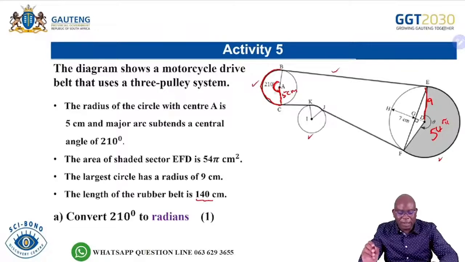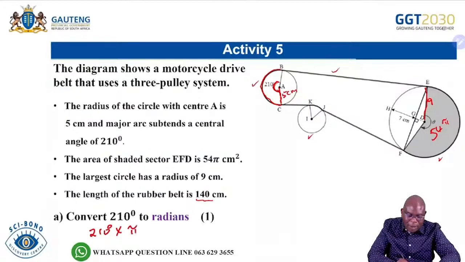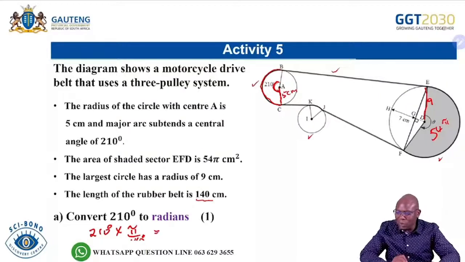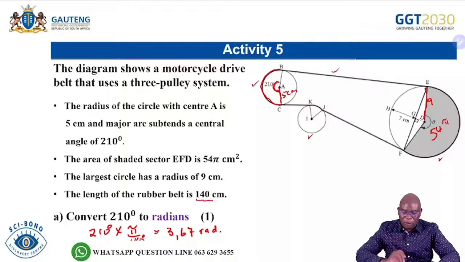The first question says, convert 210 degrees to radians. Easy question. Remember, we've done a lot of questions on this one. So how do I convert 210 to radians? I'm going to say 210 multiplied by pi over 180 degrees. And the answer is going to be 3.67 radians. You can write it in decimal or as a fraction, with pi, not a problem. So you still get a mark for that. So it's only 1 mark.